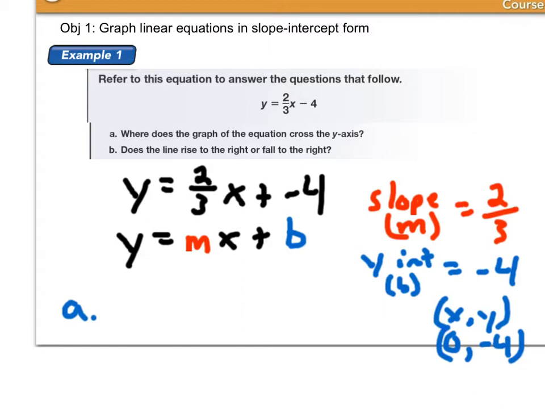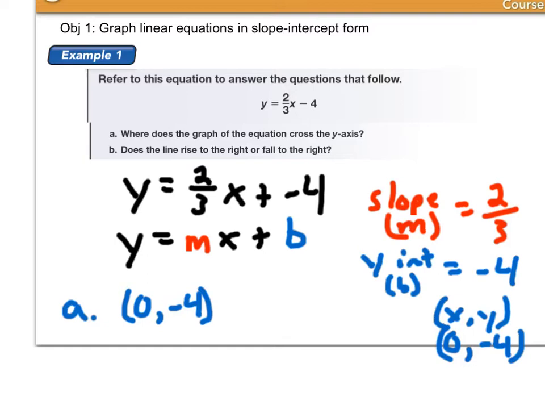So when I tell where does the graph of the equation cross the y-axis, that's what I'm going to say. I'm going to say it crosses at my y-intercept, which is (0, -4). So if I was to plot that point, I wouldn't move left or right, and I would just go down 4 on the y-axis.